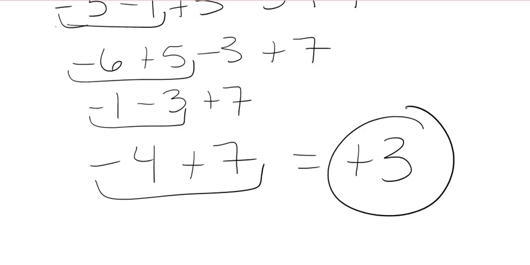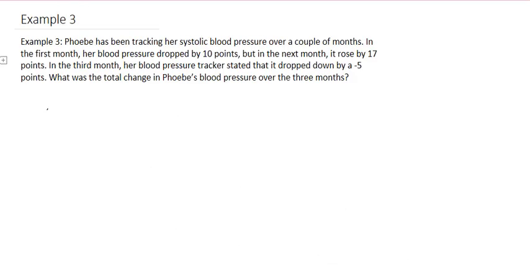Now let's do another vital sign problem together. Phoebe has been tracking her systolic blood pressure over a couple of months. In her first month, her blood pressure dropped by 10 points, but in the next month, it rose by 17 points. In the third month, her blood pressure tracker stated that it had dropped down by negative 5 points. What was the total change in Phoebe's blood pressure over the 3 months?